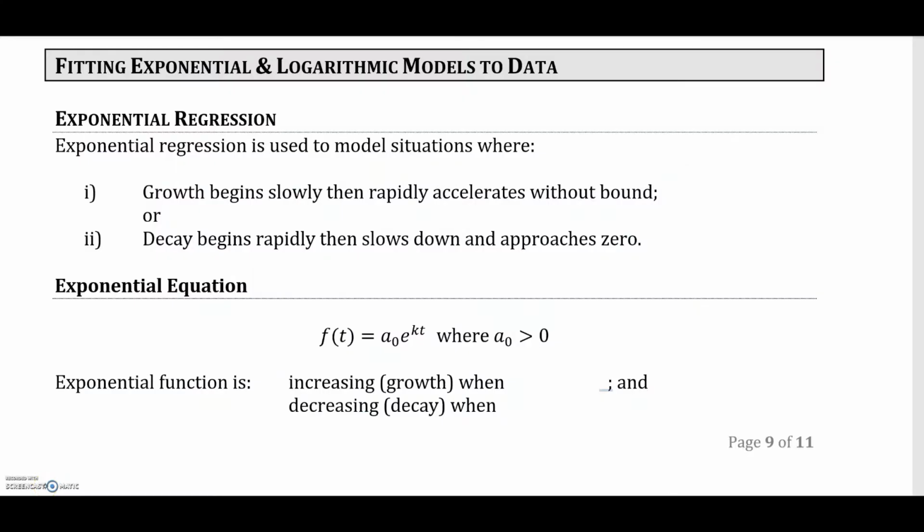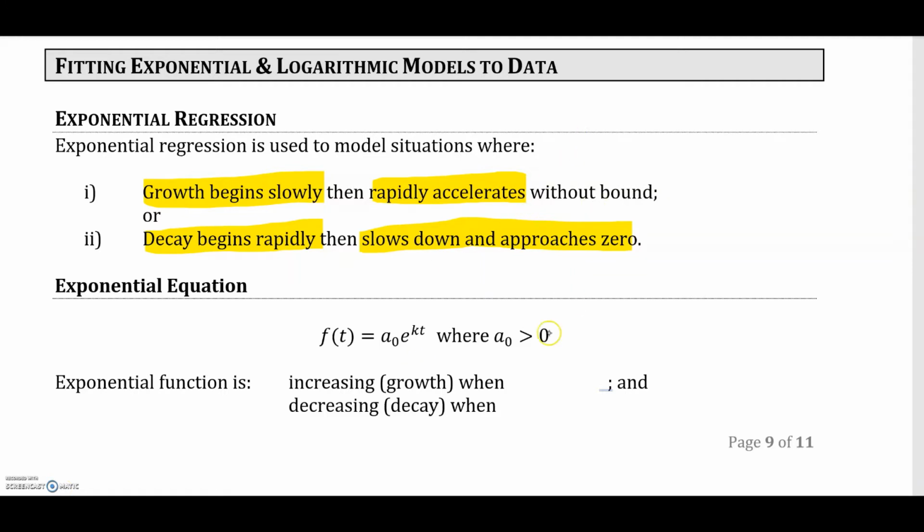Exponential regression is used to model situations where growth begins slowly and then rapidly accelerates without bound, or when decay begins rapidly and then slows down and approaches zero. The general exponential equation is f of t equals a naught times e to the kt. Recall this from Model 6.